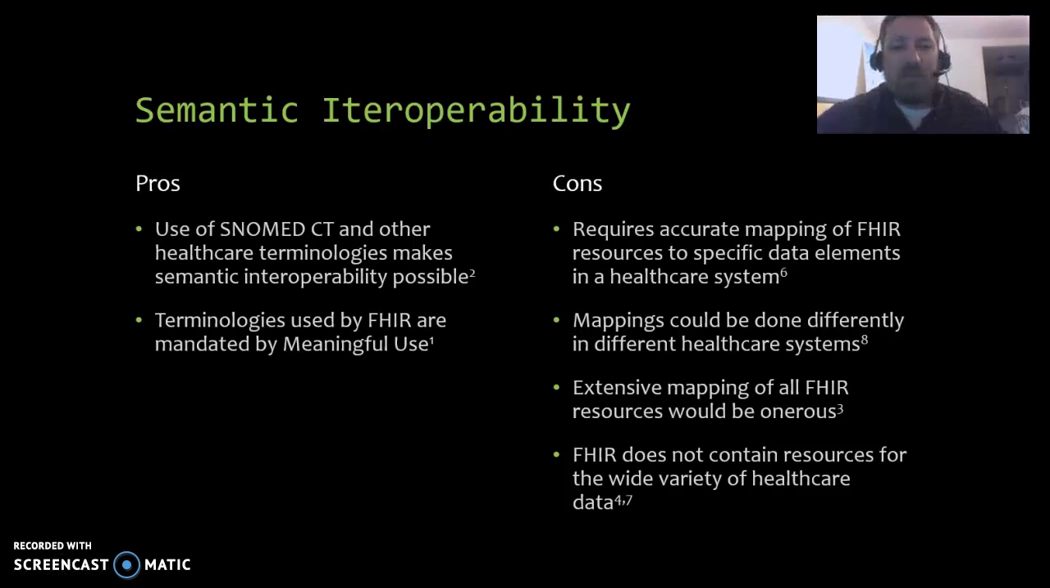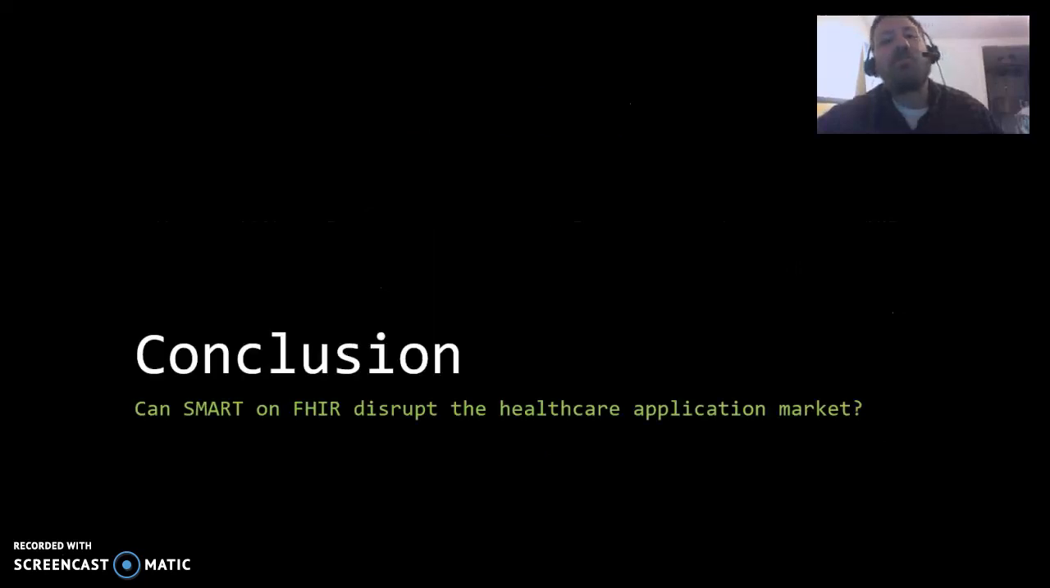One group that developed an application found that mapping the data elements required for their application was fine, but if they had to map all of the data for all of the Fire resources, that would be a barrier to adoption for them. And the final con for semantic interoperability is just that healthcare data is so diverse that Fire just does not right now contain all the resources for some of the data that's out there.